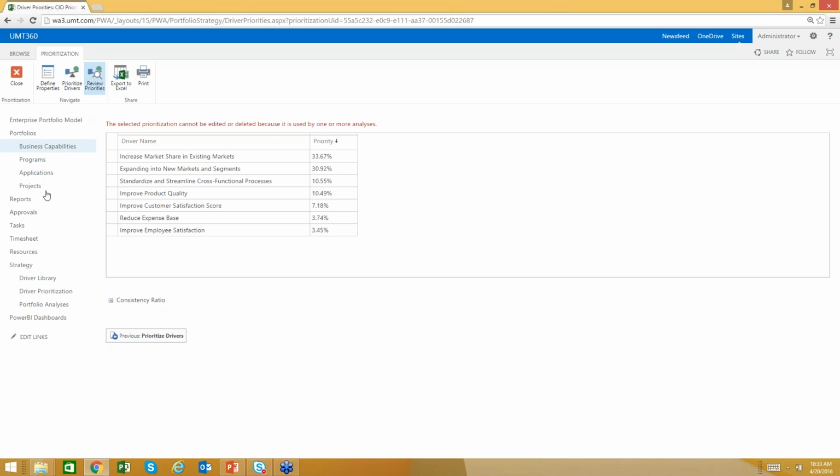Also, things like the consistency ratio and other aspects look at how consistent you were in completing that assessment. So a very important step. We're engaging the executives to understand the business strategy and, more importantly, prioritize that strategy in an objective manner for the upcoming planning period.